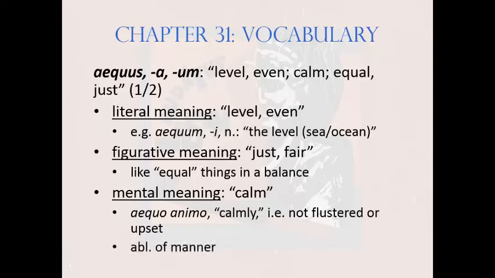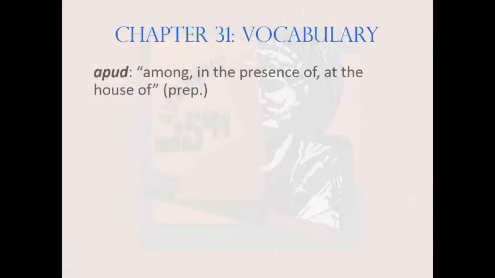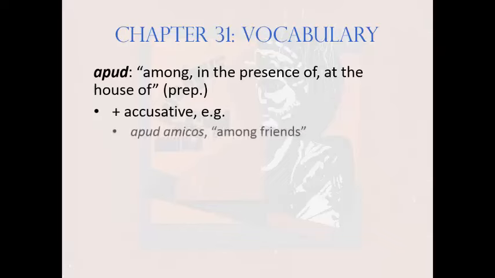It's an ablative of manner missing its cum, as ablatives of manner can do when there's an adjective like aequo attached to the noun. The next word is apud, a preposition meaning among, in the presence of, or at the house of. It takes an accusative object. For example, apud amicos, meaning among friends, or apud Vergilium, at Virgil's house. Woohoo! Party at Virgil's. That ought to be epic.